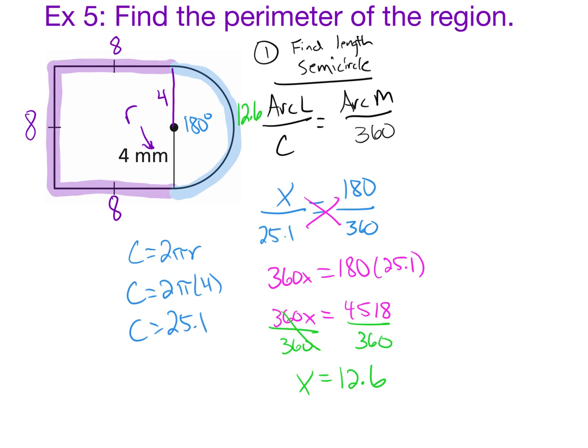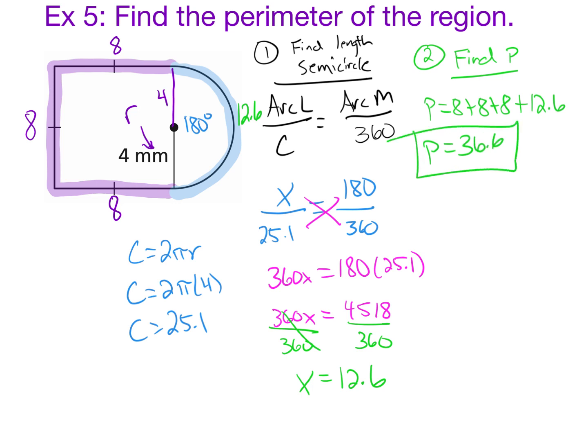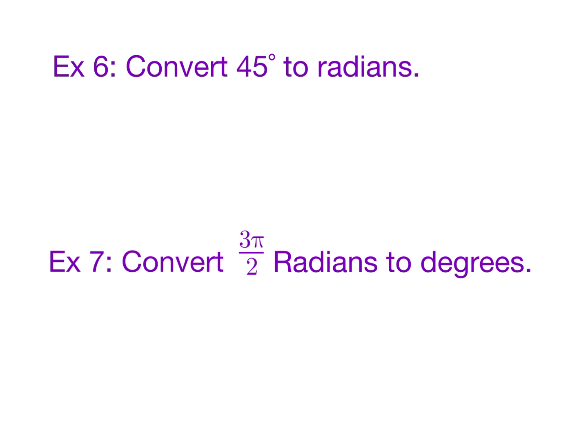So step 2, just finding perimeter. Perimeter is equal to 8 plus 8 plus 8 plus 12.6. Ethan, what do you get when you do that? 36.6. Okay. There's the perimeter. So convert 45 degrees to radians. So I'm going from degrees to radians. So 45 degrees times, class, what did it say? What am I going to multiply the degrees by? Pi over 180 or 180 over pi? Yeah, pi over 180.